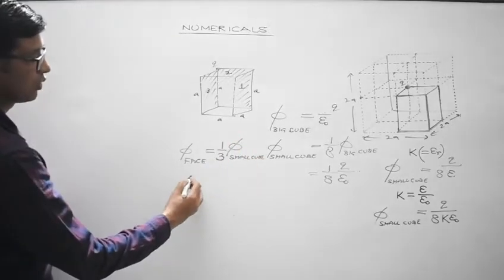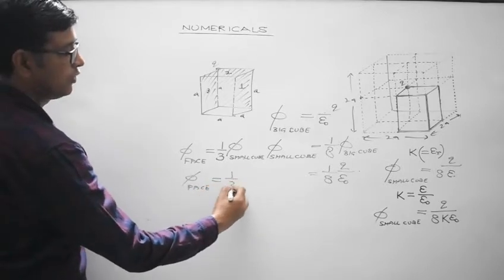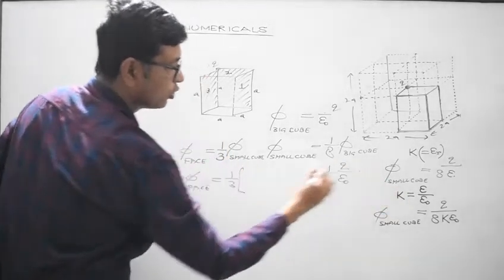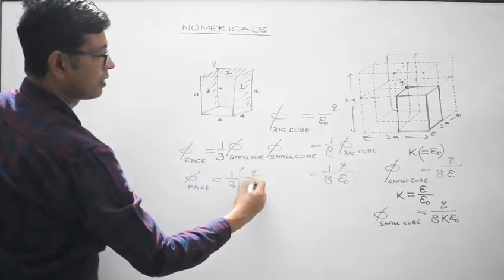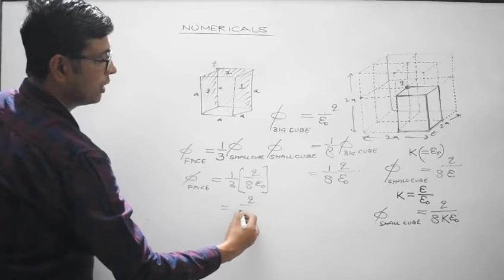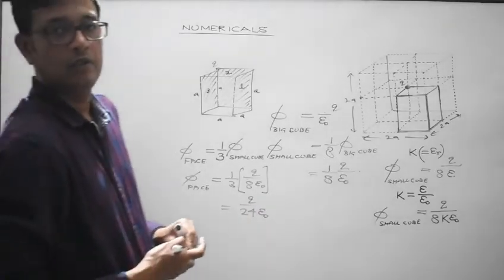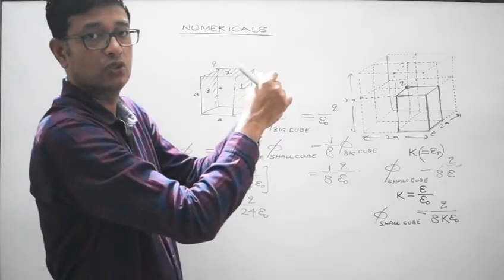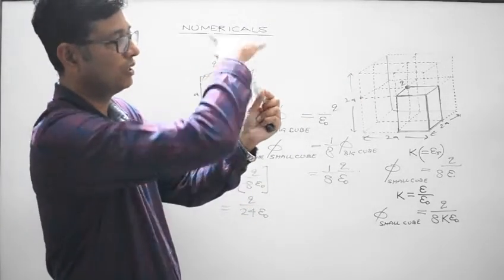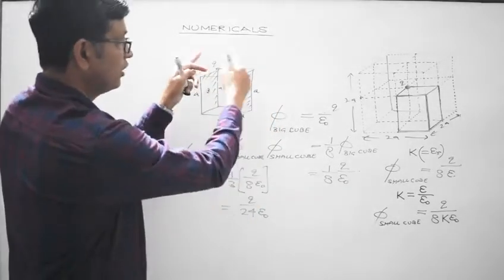So as a result, what you get is 1 by 3 times the flux associated with the small cube, which is Q by 8 epsilon. So the result would be Q by 24 epsilon. The charge is at the corner, so it will be shared by three faces, 1, 2 and the top one, right? Three faces. So this is in the case of a single cube.